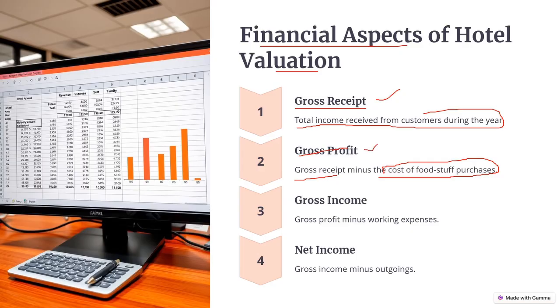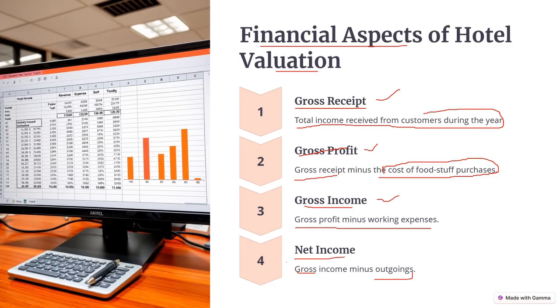And then the third thing, gross income. So see here, there are three things: one is gross receipt, the other is gross profit, and the third one is gross income. Gross income is gross profit minus working expenses. And then net income. Net income is gross income minus outgoings.